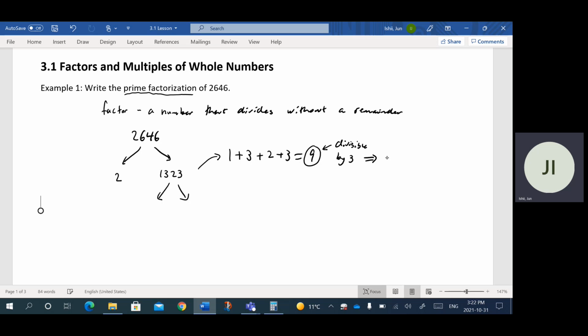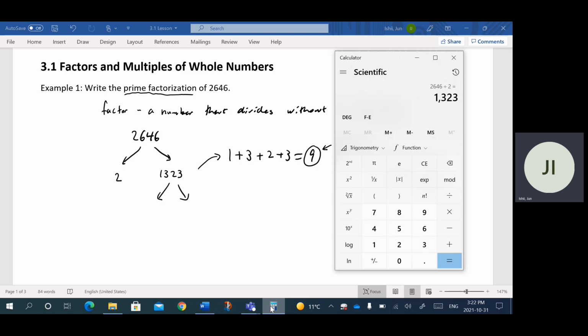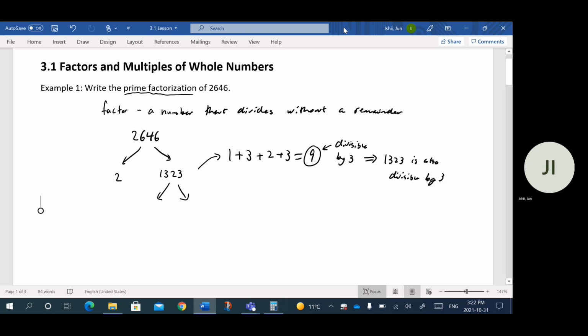that means that 1,323 is also divisible by 3. So if I pull my calculator back up and divide 1,323 by 3, I shouldn't get a decimal, I should get a whole number, which I do. All right, so 441. So this is 3 times 441.